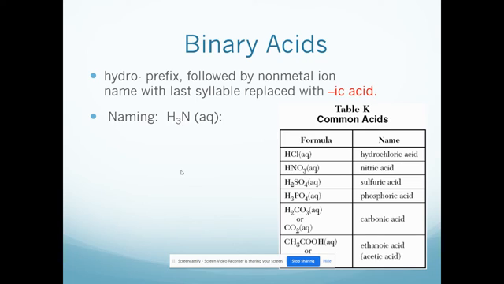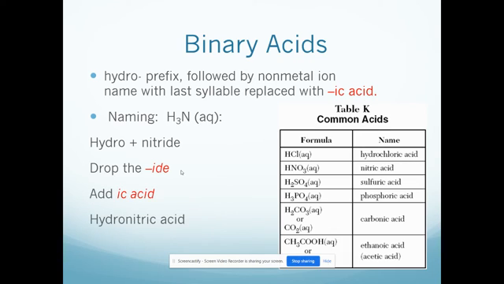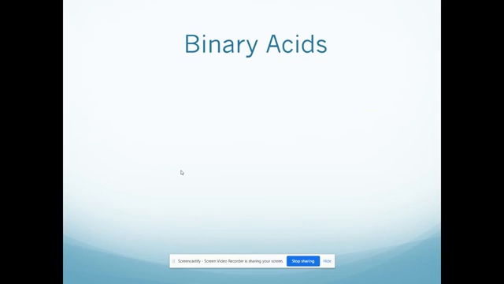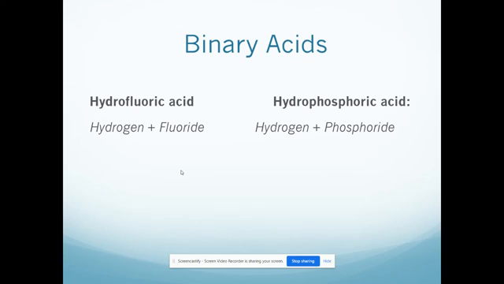And then finally, the last one, even though it's H3, this is how they would try to confuse you on the Regents. You're thinking, how can it be binary? Because there's three H's. No, they're talking about just the number of elements. So hydro plus nitride, because it's nitrogen, drop the ide, add an ic. Hydronitric acid.